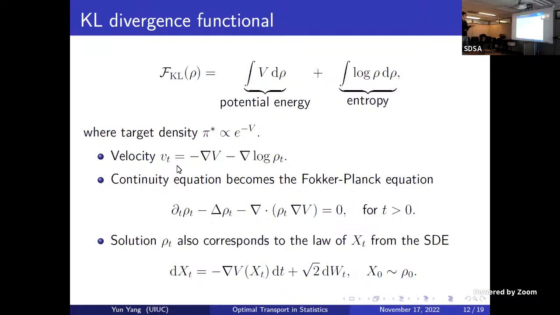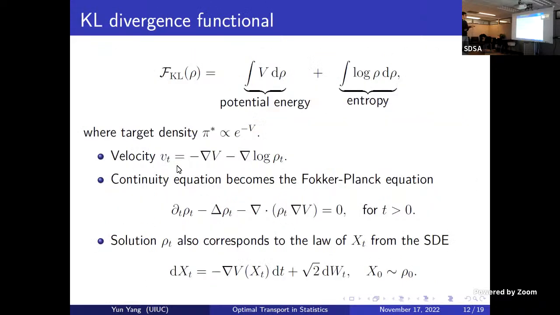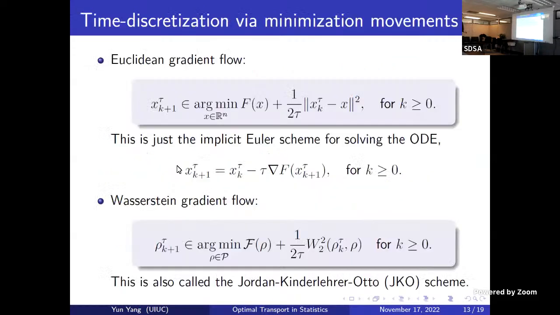It's very interesting. So in that case, this is the velocity. And if you plug the velocity back into the continuity equation, you can get the Fokker-Planck equation, which is a very famous equation in physics describing the evolution of particles subject to some random perturbation and some internal force. And this also corresponds to the law of X_t from a stochastic differential equation, called the Langevin dynamics. So anyway, probably I'm going to skip those.